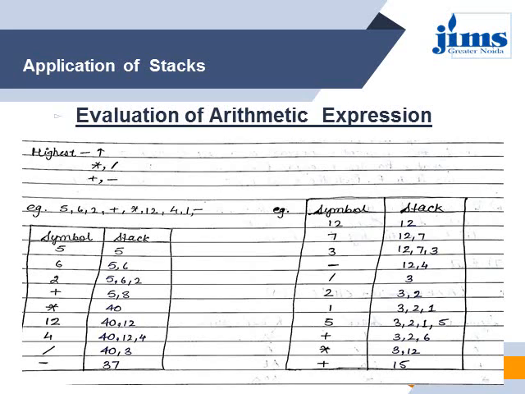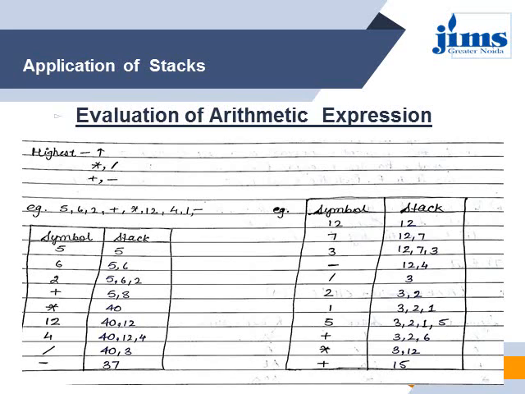5 is an operand, put it to the stack. 6 is an operand, put it to the stack. 2 is an operand, put it to the stack. Then we have plus, which is an operator. As we have encountered an operator, I will pop two elements, A equal to 2 and B equal to 6. Now I will calculate B operator A, which means 6 plus 2, the result is 8. Now the result will be pushed back to the stack. So 8 is pushed back to the stack.